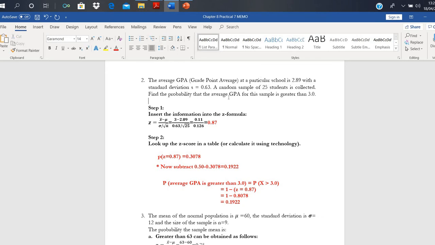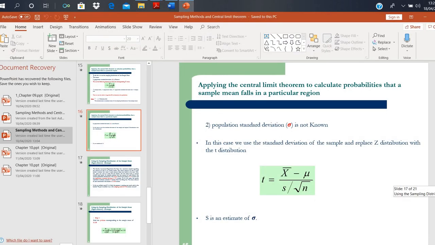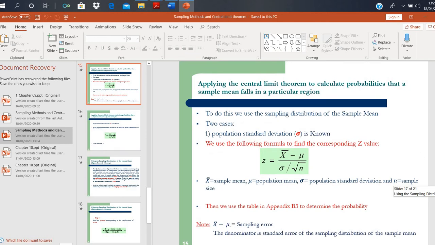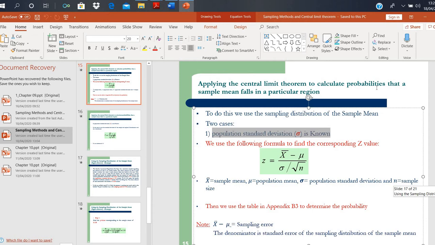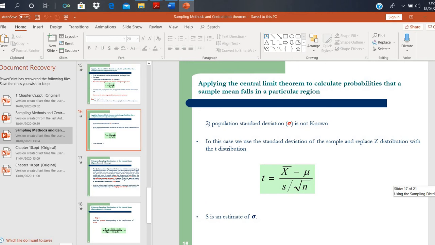So now they are asking us to find the probability that the average GPA for this sample is greater than 3.0. What we have said in the class is that in the case where we are given the population standard deviation, so if the population standard deviation is known, to find the probability that a sample mean falls in a particular region, we use a Z formula. If the population standard deviation is known, we use the Z formula. If the population standard deviation is not known, we use the T formula.